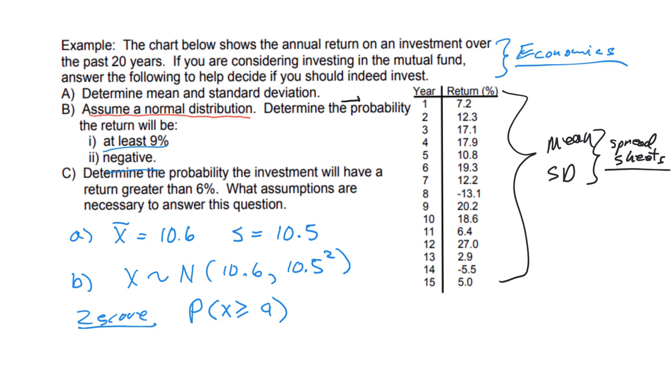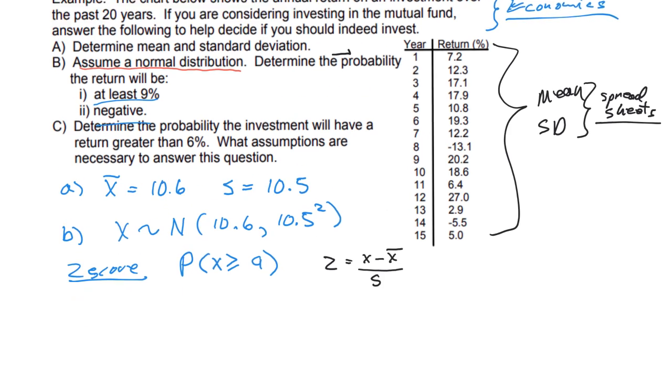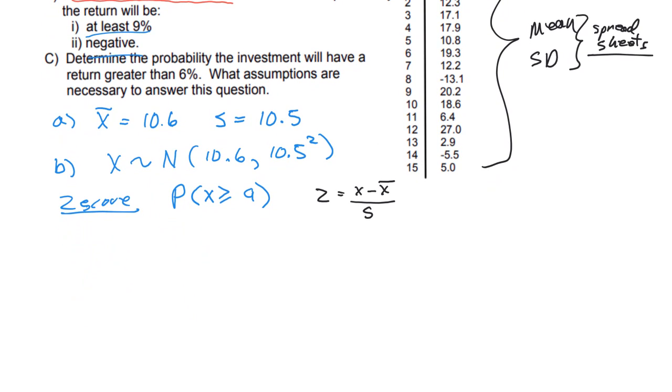And from here, we're going to have to take our time and use our Z-score tables to find what we're looking for. In order to find our Z-score, we have to say Z is equal to X minus X bar divided by S. We do our calculations and we get the following. So we have 9 minus the mean, 10.6, divided by 10.5. And we end up with our Z-score being approximately negative 0.15.